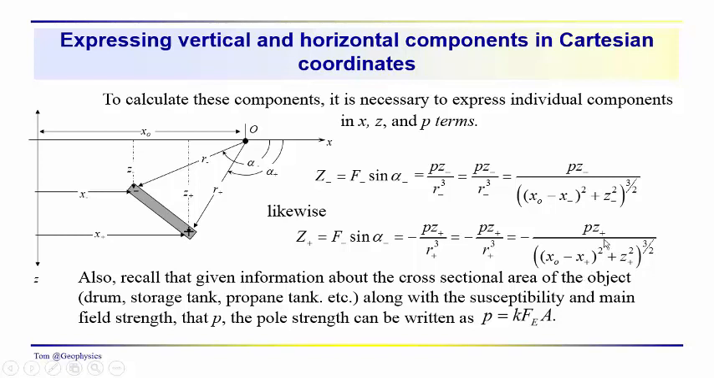So don't forget that when we're dealing with an object, this could be a buried drum, so it might have some cross-sectional area, storage tank, propane tank, some other object, unexploded ordnance, and it will have some susceptibility. So in working with problems of this nature, we may have information related to the geometry of the object so that we know what A is, and this term may be a good substitute for the P's in the above relationships.